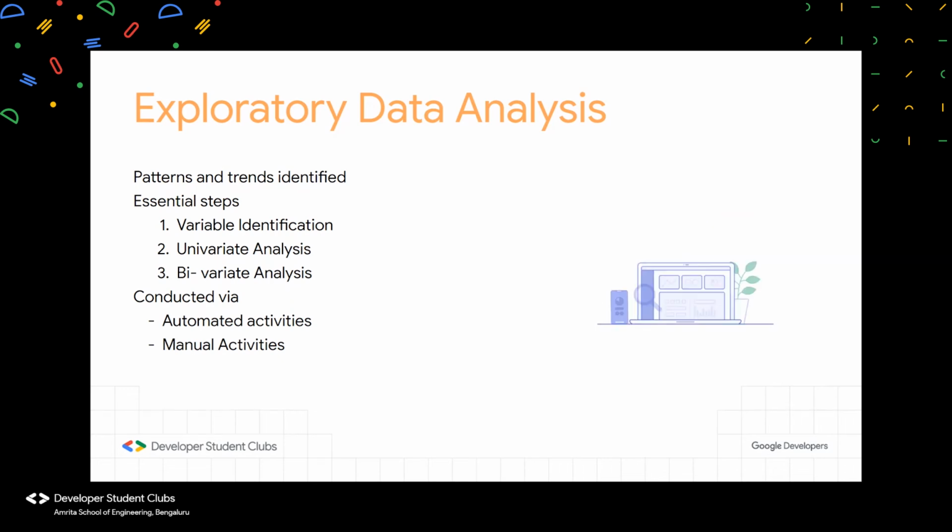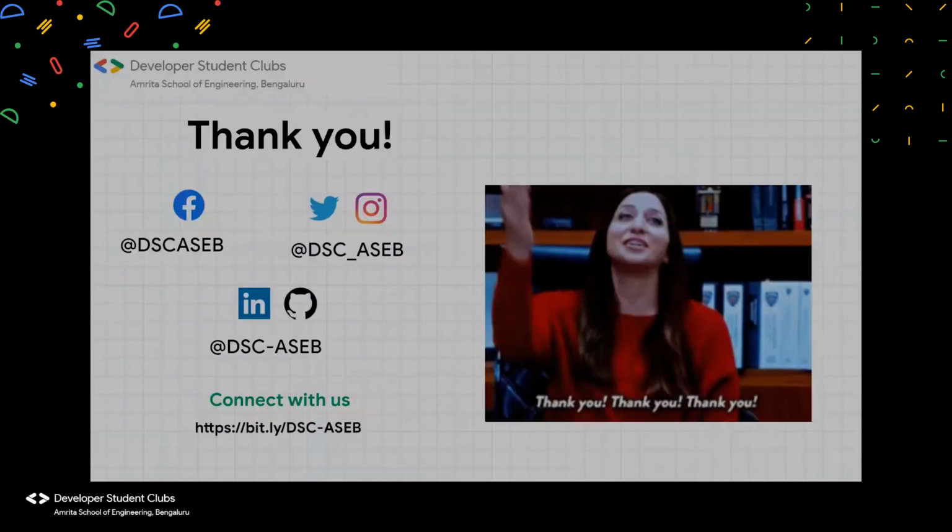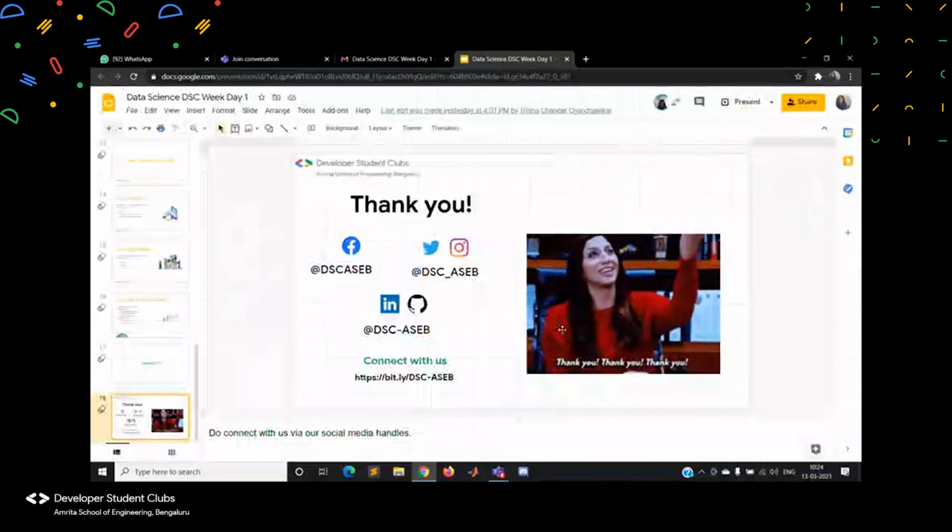And it's conducted using a combination of automated activities, which give you an initial view into the data and help you understand the different key characteristics. And then you've got manual activities where you're filtering the data to identify anomalies or patterns. Now, Dipshika would be taking over and having a walkthrough over the data set that she's worked on.